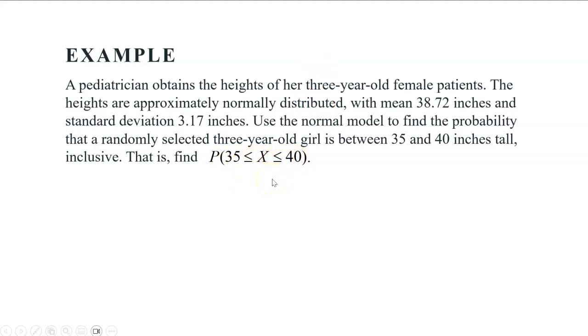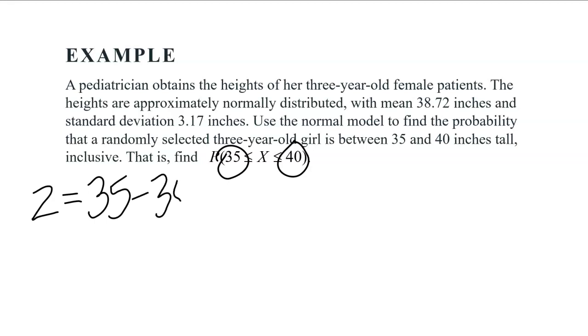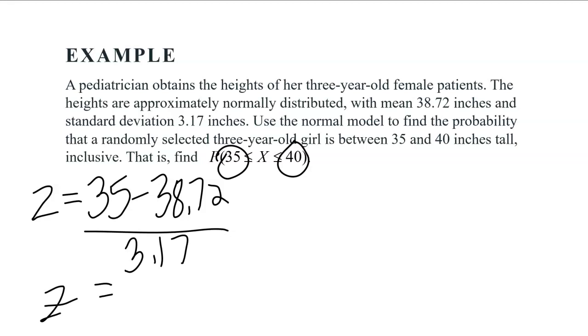So in order to find the probability in between those, we need to both standardize the 35, find the z-value for that, and the z-value for the 40. So we're going to have to do two different problems here. Z is equal to, we have to find the z-value. Z is equal to X, which is 35, minus the mean, which is 38.72, divided by the standard deviation, which is 3.17. So that's for our first one. And when you work that out, you end up getting negative 1.174. All right, so that's the Z value for 35.